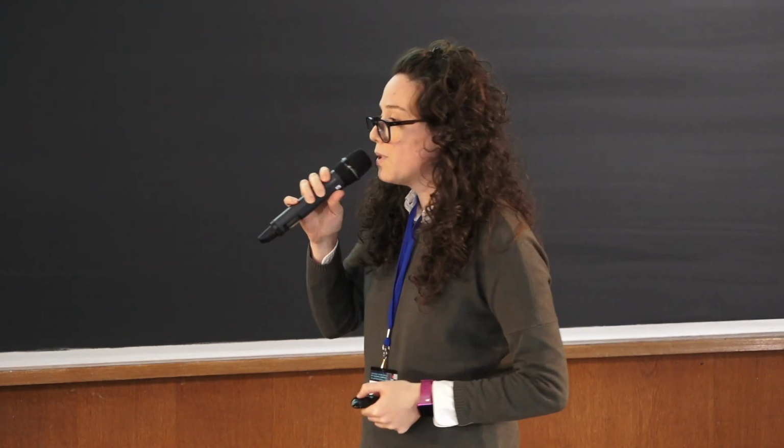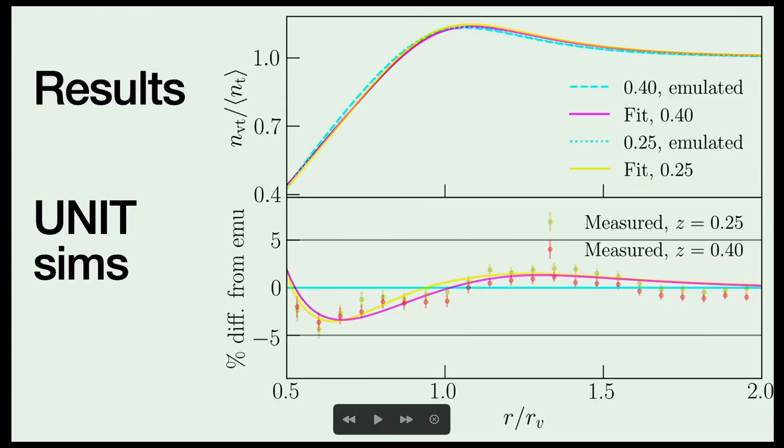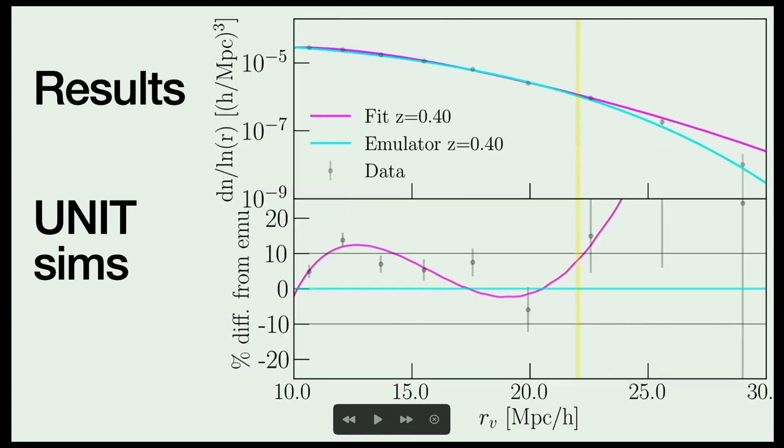Just to quickly mention, because I think I'm running out of time, these also work outside the Aemulus framework. So these are results from an external simulation, at 2 redshifts, both for the void density profile that I showed before, and the void size function.